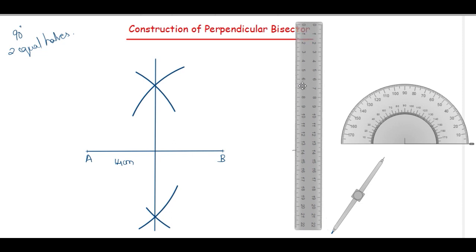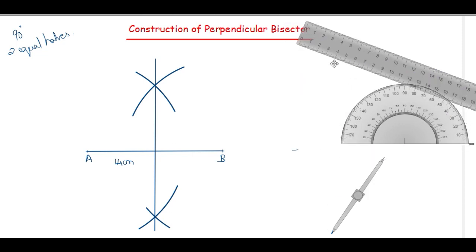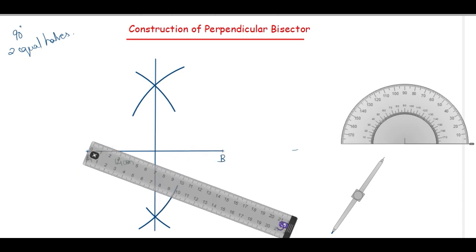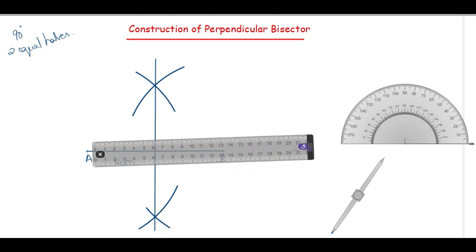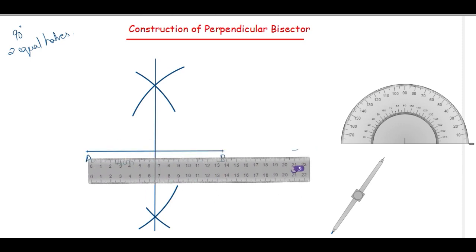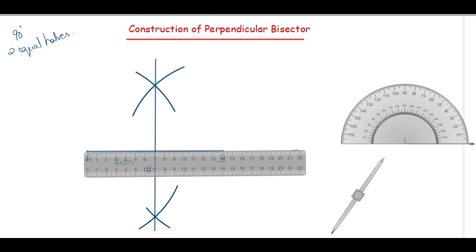Let us check whether it has divided the given line into two equal halves or not. So what was the actual measurement of line AB? It was 14 centimeters. Now half of 14 is 7. Let us check whether it is dividing the given line into 7 centimeters or not. So placing this 0 here, as you can see, suppose if this point is C, AC is 7 centimeters, 7 to 14 again 7 centimeters.